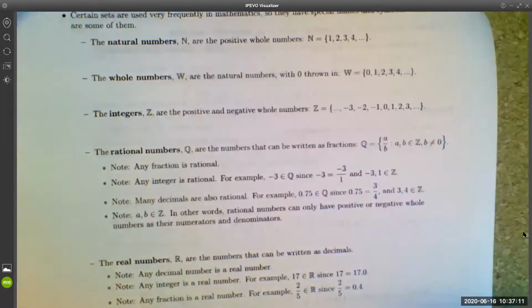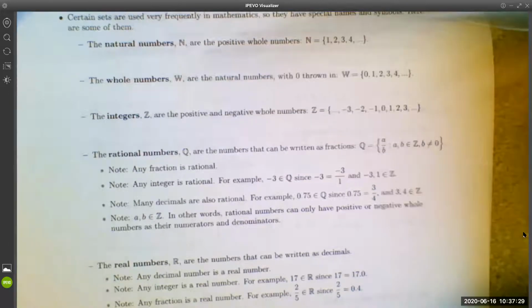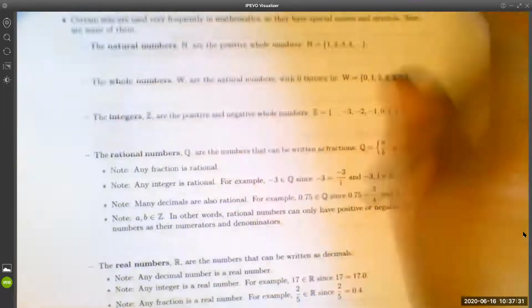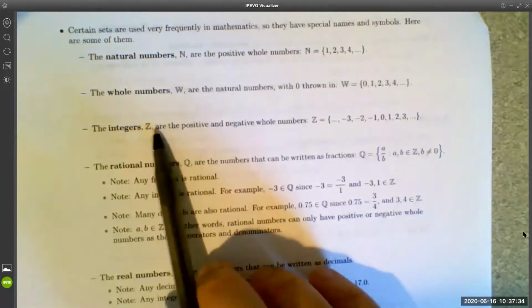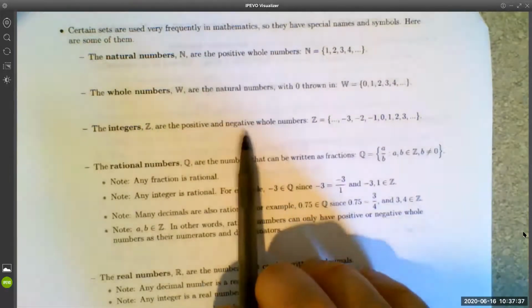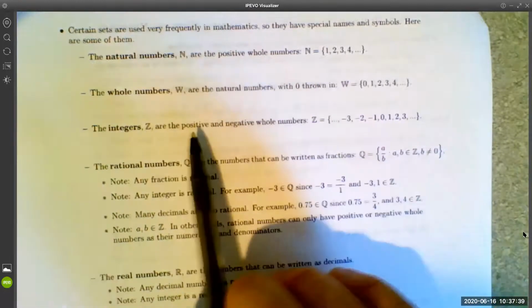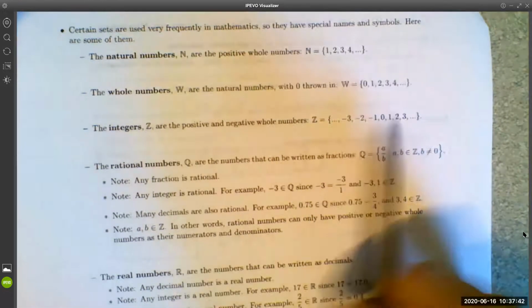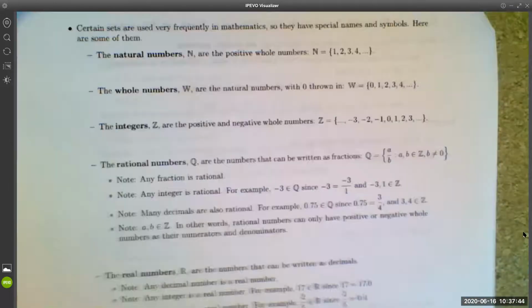Now, why a Z? To be honest with you, I don't know. I think it has to do with German. I don't know the German word for number or integer, but whatever it is, I'm sure it starts with a Z, so I'm pretty sure it comes from German. Anyway, the integers are denoted with this Z, and the integers are the positive and negative whole numbers, right? Whereas the natural numbers are just the positive whole numbers, the integers are the positive and negative whole numbers and 0, right? So those are the integers.